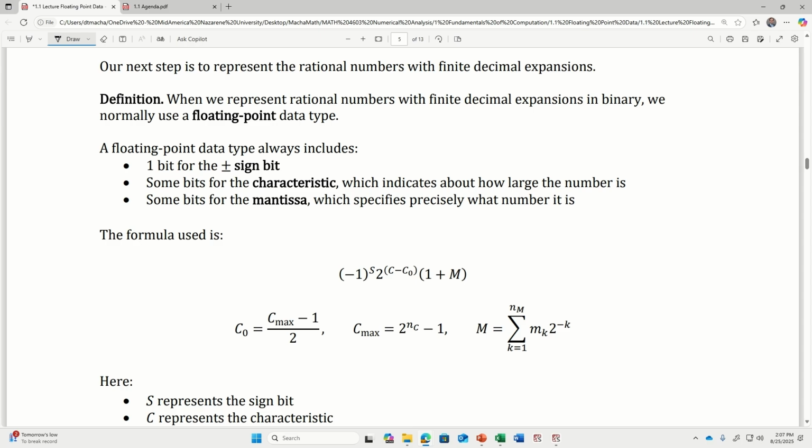Are we talking about billions or billionths? That would be like a characteristic type of change. Versus if we're talking about 1.21 or 1.22, that would be like a mantissa type of change.